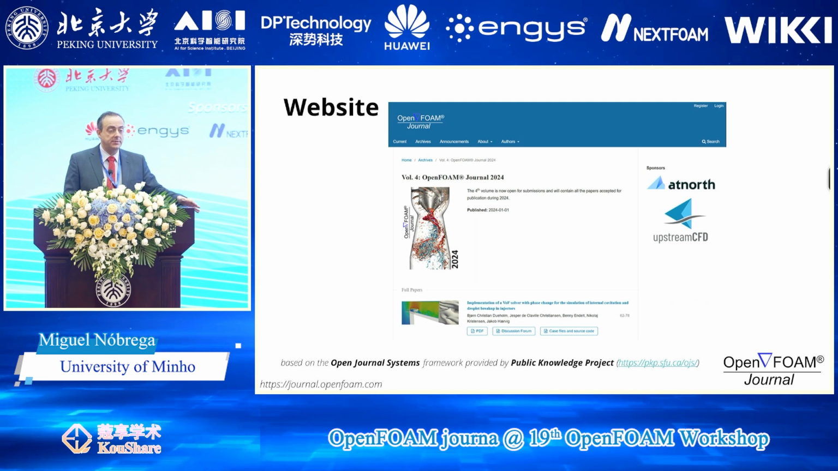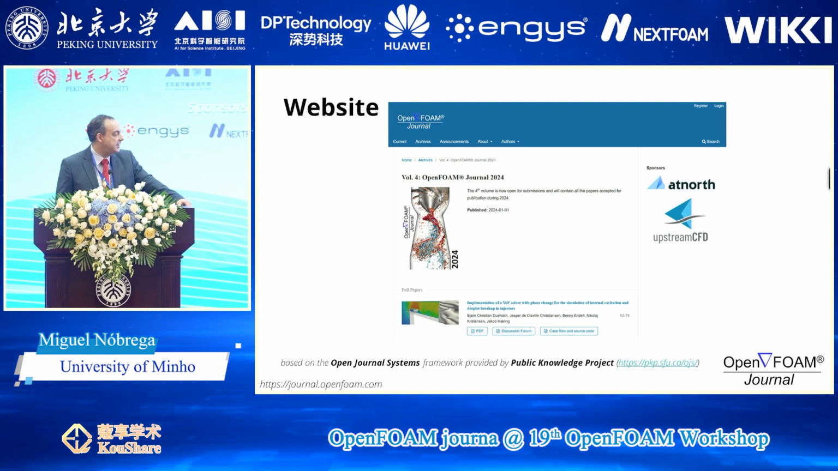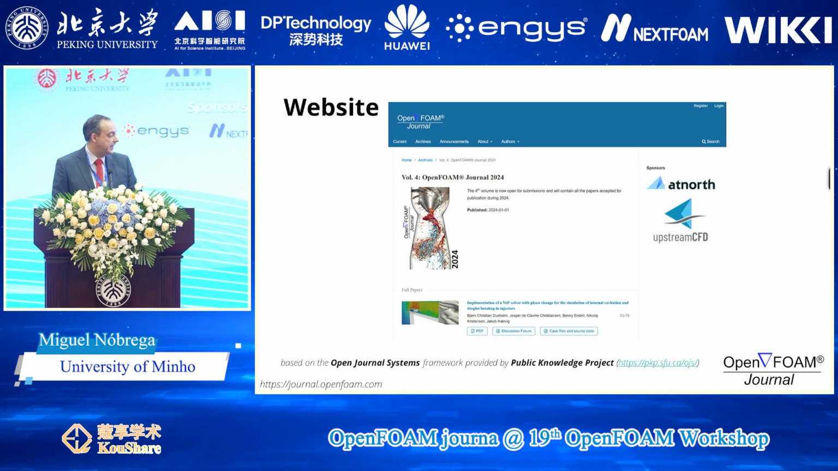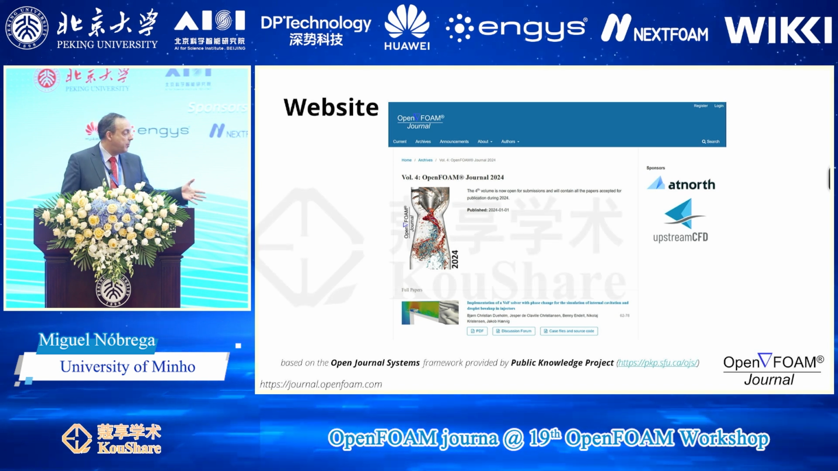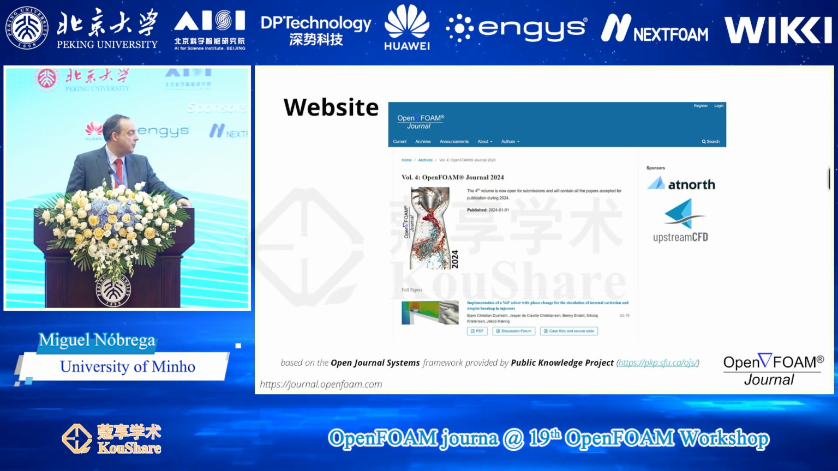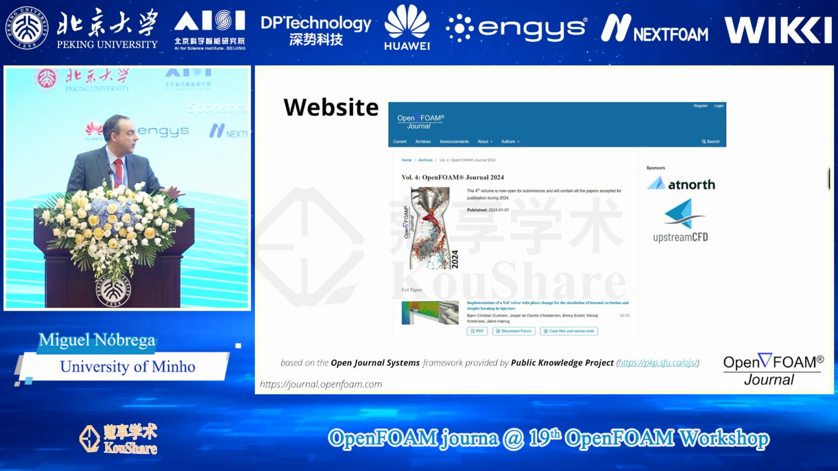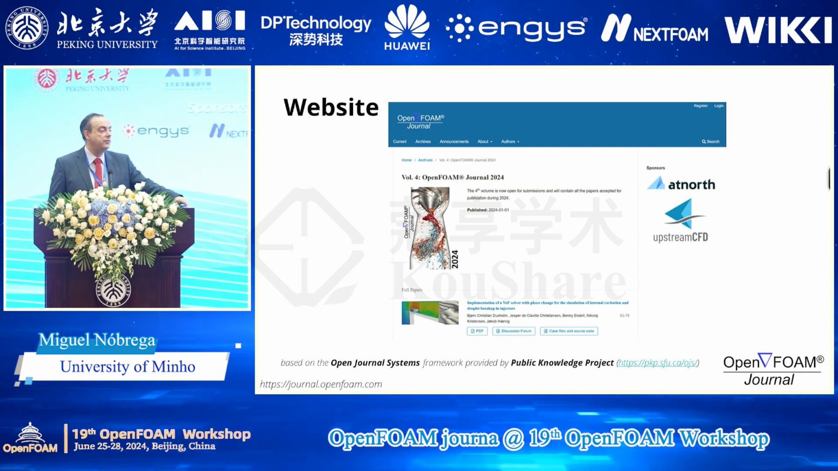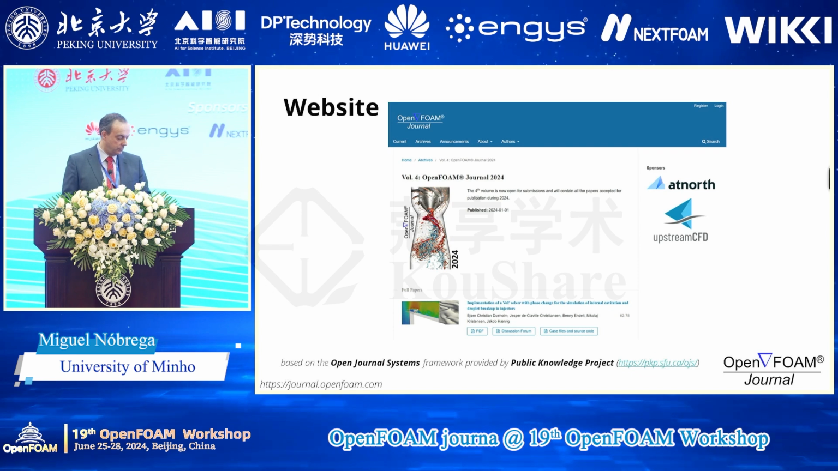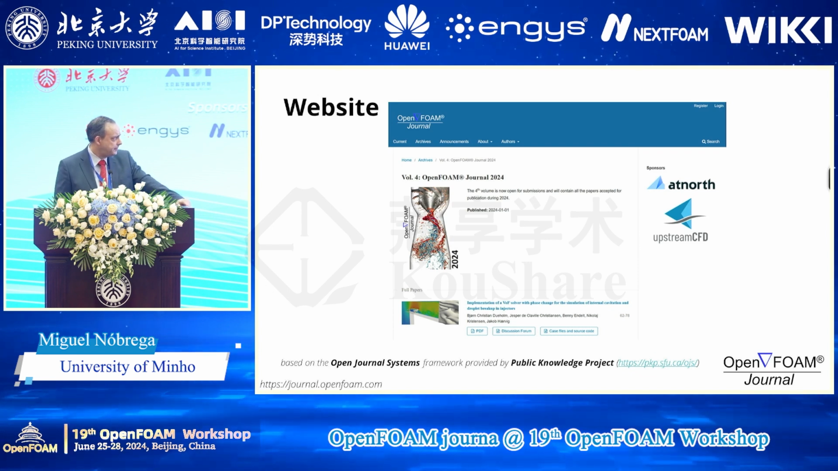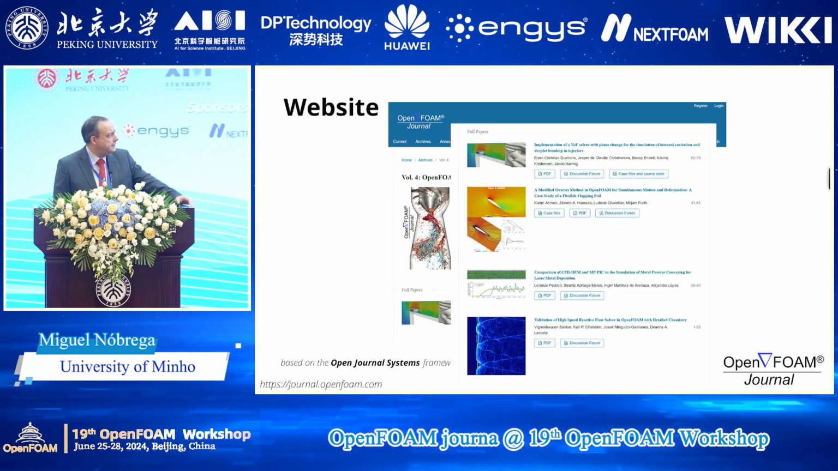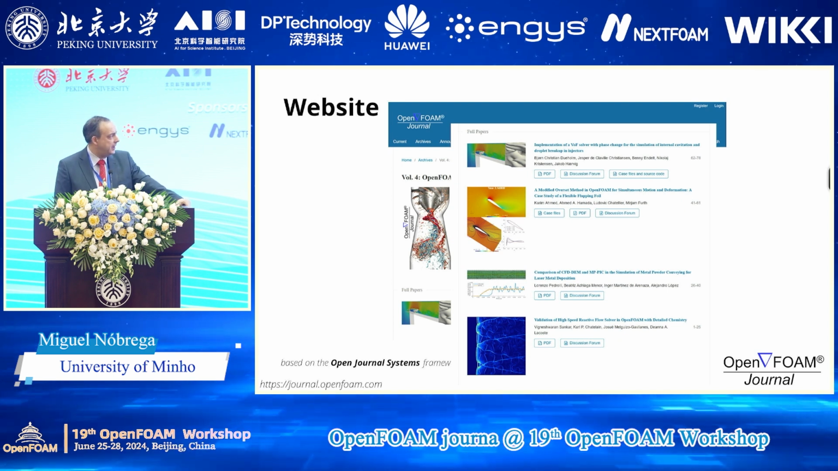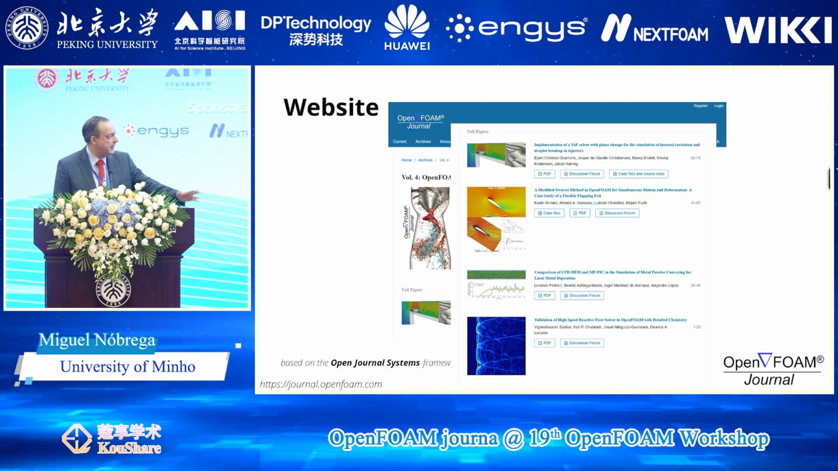The website of the journal is a minimalist website. We are using the Open Journal Systems framework. It's an open source framework to manage journals. Works quite well. We have all the functionalities that are required to manage a journal. Details about the papers I will give in the last slides.